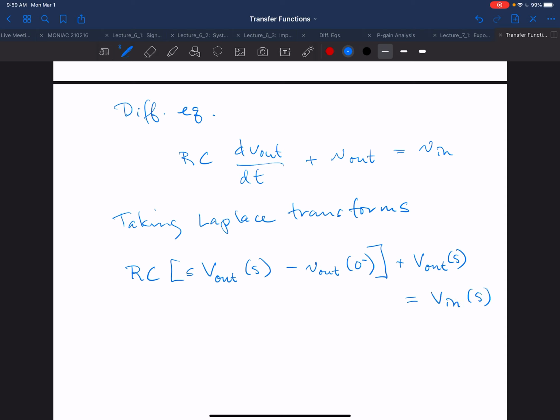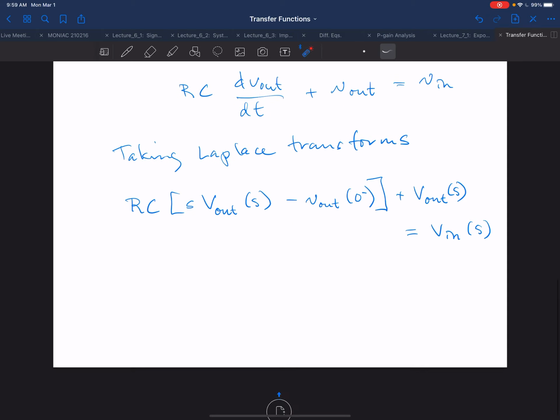Okay. Now, the transfer function is the transform of the zero state response to a unit impulse. So if we were trying to find the impulse response in this fashion, we would set the initial condition V out to 0. We would set V in of s to be 1 because that's the transform of a unit impulse. And we would solve for V out of s, and that would have to be equal to our transfer function.